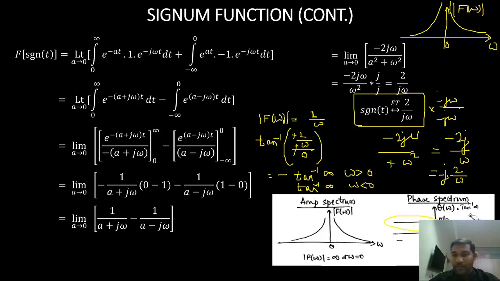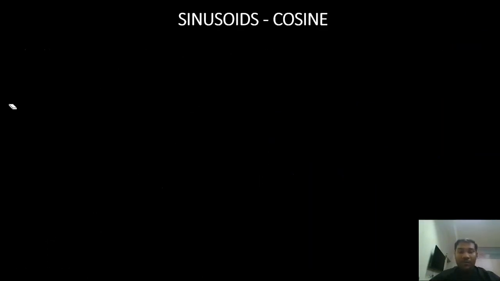Okay. Now let's move on to the next slide. Now we will see the Fourier transform for sine and cos.